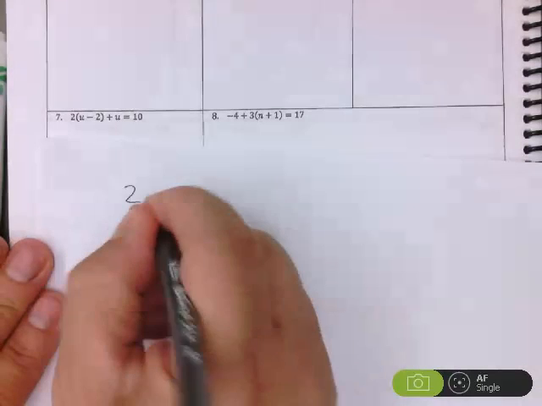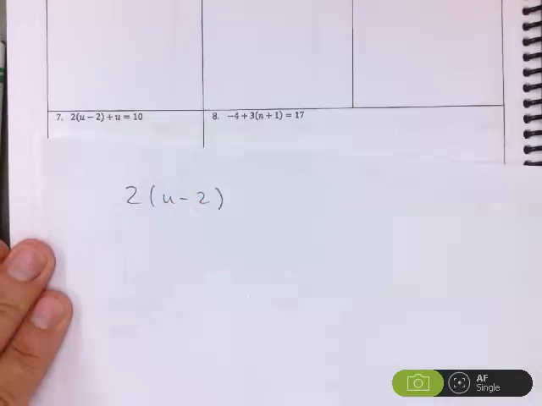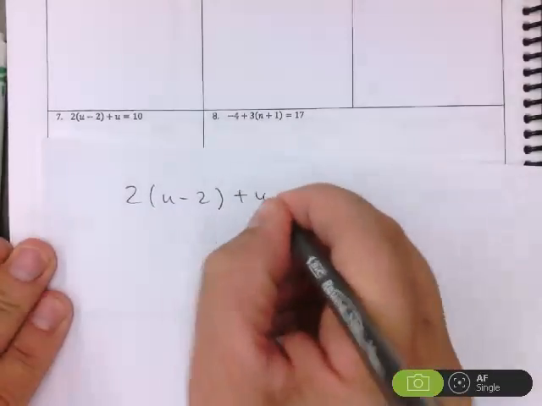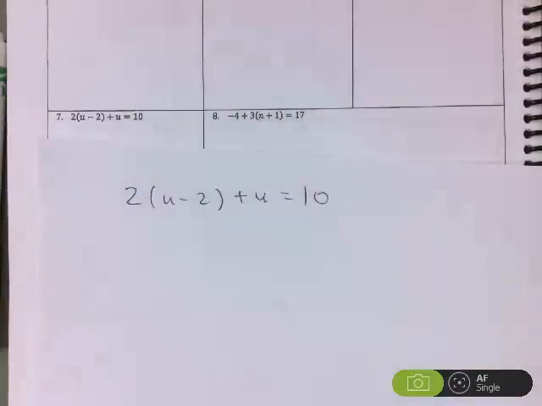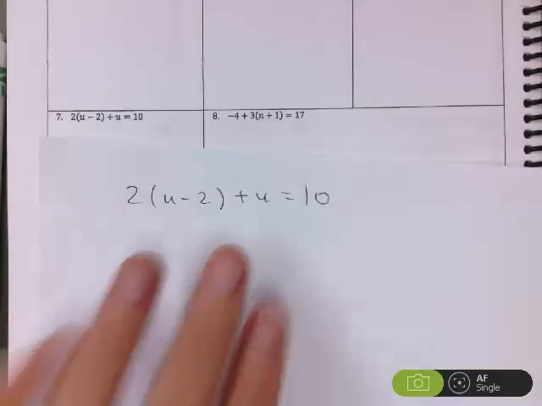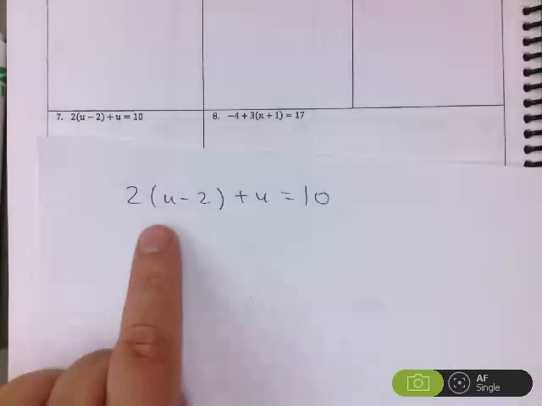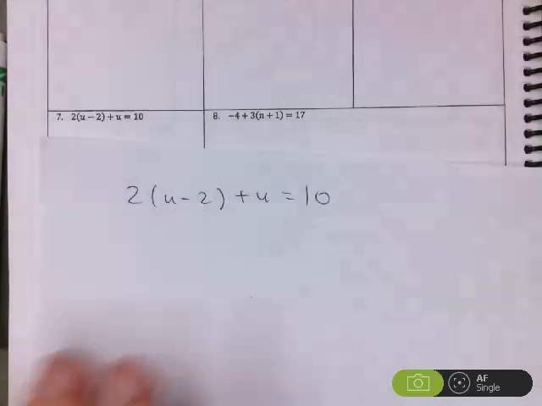So I've got 2 times u minus 2, okay, plus u equals 10. All right, so I'm going to look at this and I'm going to say, hey, can I just reverse this thing right now? Could I do forward backward from this? The answer is no. Why not? Because I've got more than one u lying about. So now I got to distribute.